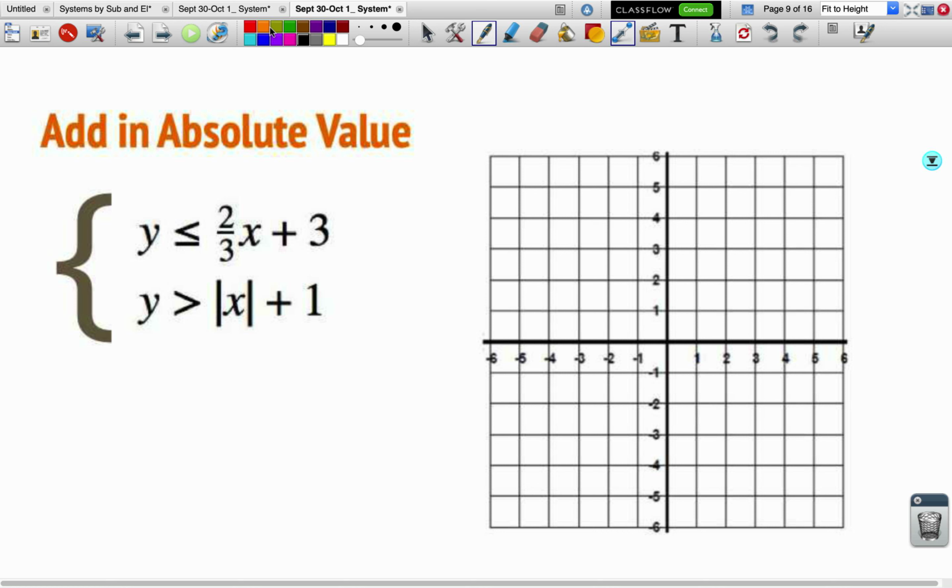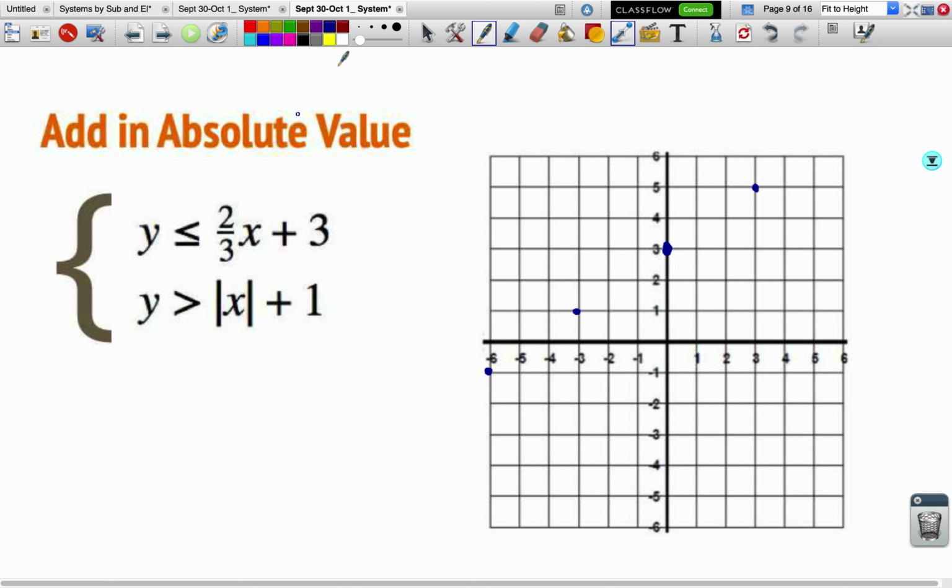Here's our two inequalities. Let's graph the top one. So you just kind of graph them separately. Ignore the fact that they're a system for a little bit and just go to work graphing. So this is a linear equation with a y-intercept of 3 and a slope of 2/3. So turn that into rise over run. So up 2, right 3, or back to our main point, down 2, left 3. Down 2, left 3.